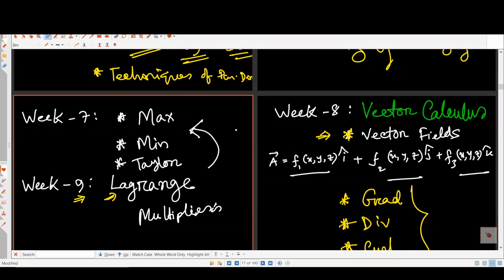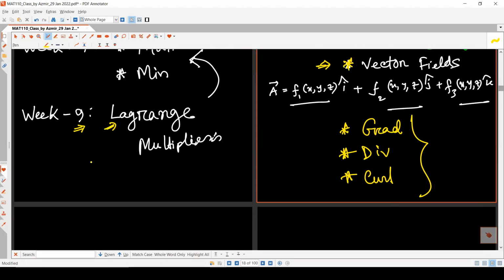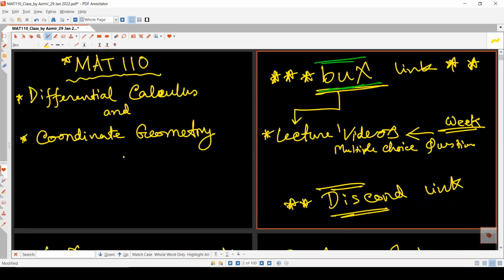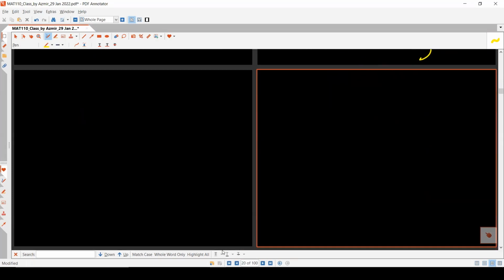Okay, but not for f of x. We'll focus on how to find the Taylor series for f of x comma y. So after week 8 and 9, we can start the last section of this course, that is known as coordinate geometry.